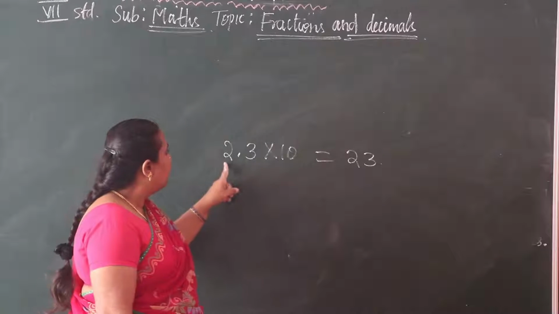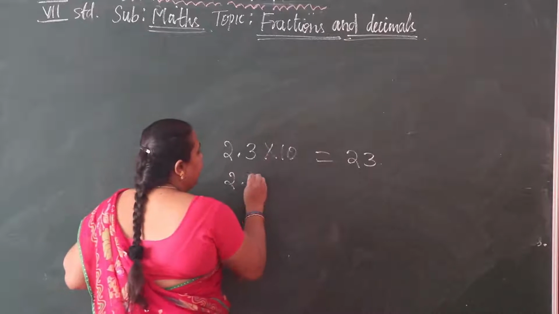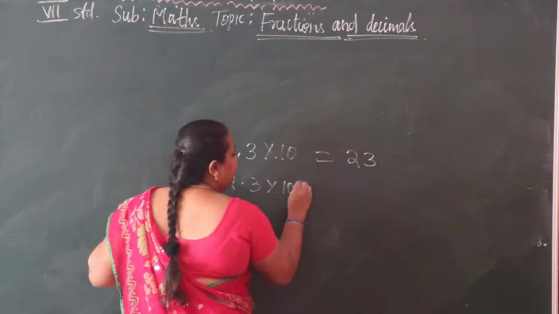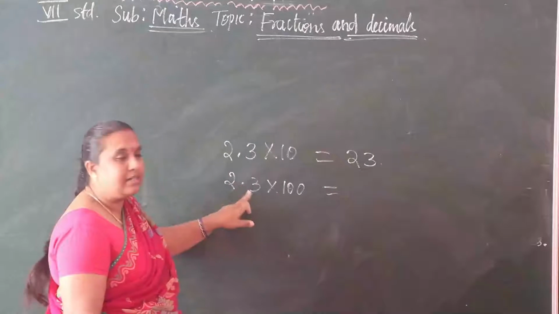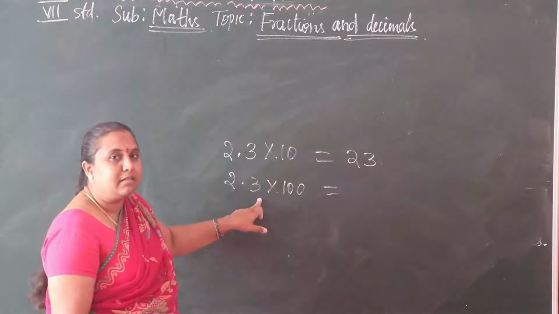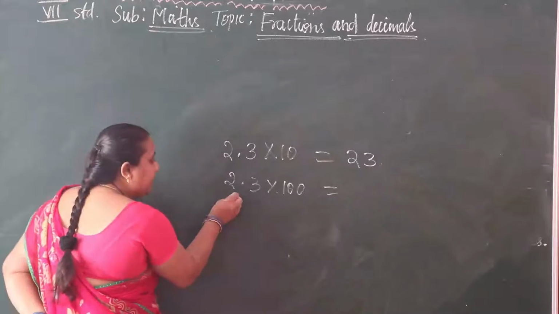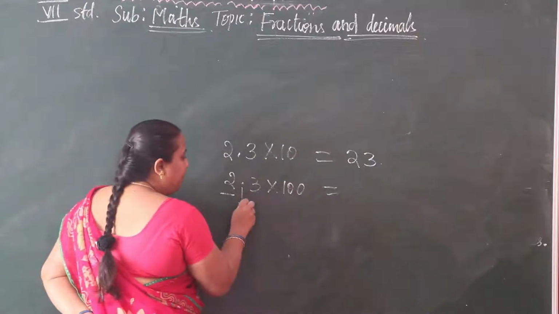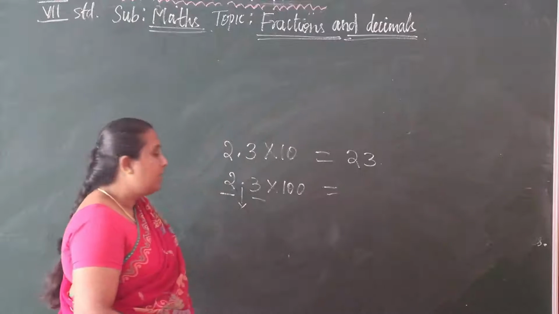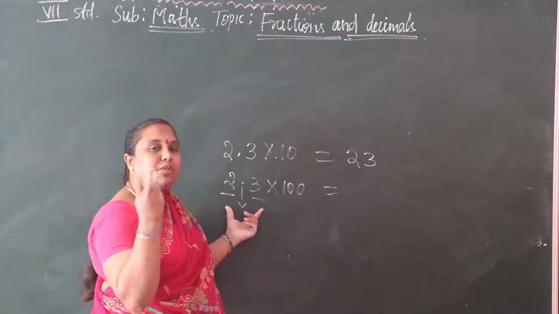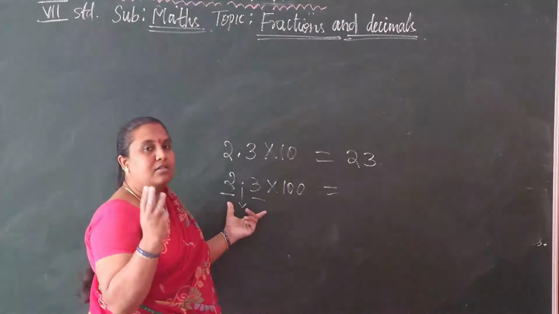Okay, so here, 2.3 into 100. Okay, so here see, one decimal number has a decimal part. See here, this is the integer part, this is the decimal point, and this is the decimal part. So in a decimal number we have three parts. You know that, no? Can you remember?